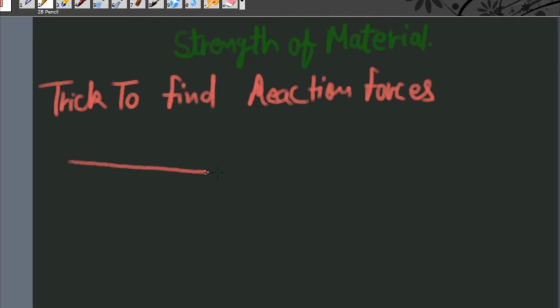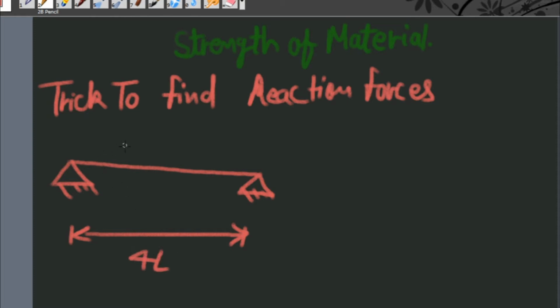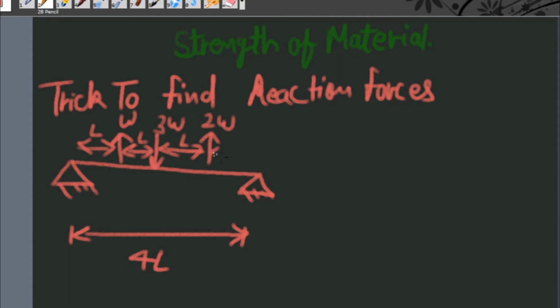So first of all, take the example. Here is the beam, a simply supported beam of span 4L. Here three concentrated point loads are acting: W upward, 3W downward, and here 2W upward, and the length between all of these is L. Now calculate the reaction forces at the point A and at the point B.